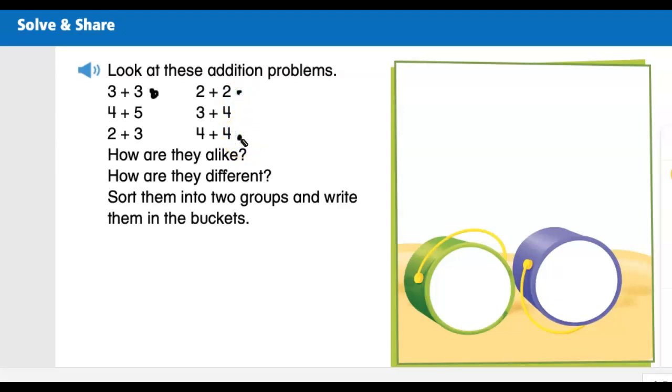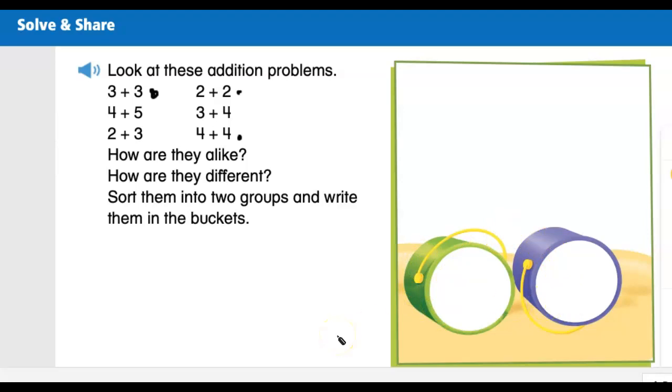So we could sort these addition problems by putting all the doubles equations together in one bucket and putting the ones that are not doubles in a bucket. We could also look and see, this addition problem has a 3, this one has a 3, this one has a 3. We could group all of the addition problems that have a 3 in the addition problem and then put all the ones that do not. So there's a couple different ways that we could sort them.